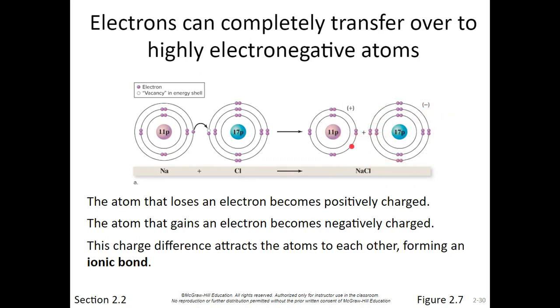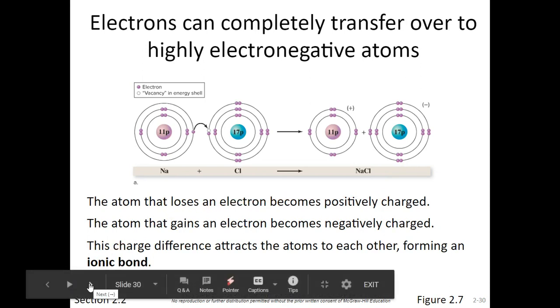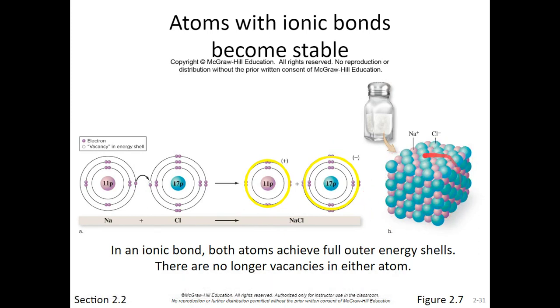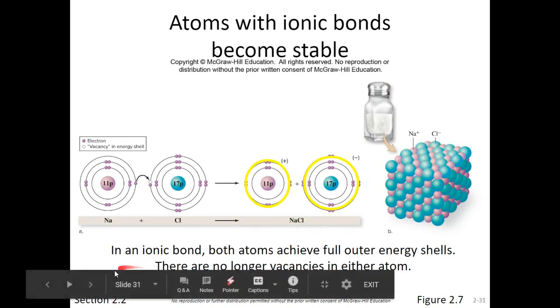So an ionic bond is found in sodium chloride, and the bonding due to transfer of electrons is known as ionic bonding, and this takes place between metals and nonmetals. How do you know which are metals and nonmetals? Go back and look at the periodic table. Atoms with ionic bonds become very stable, as I showed you, and this is a lattice structure where you can see that there are no vacancies. That's why they became very stable. That's why you can keep it.